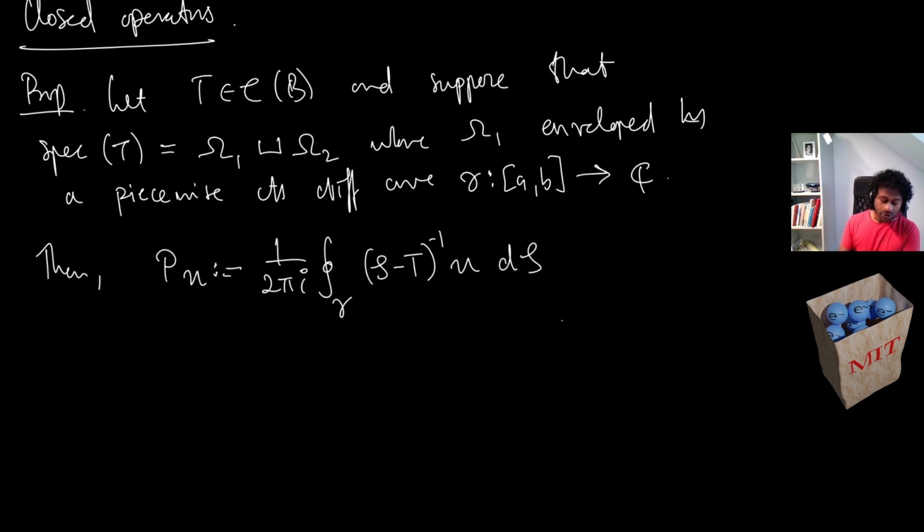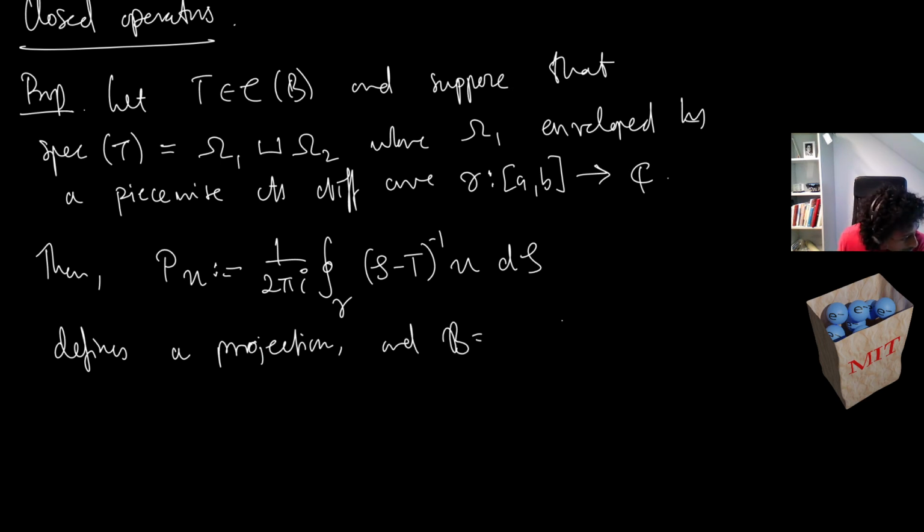So this is certainly a reasonable definition because the image of gamma here is now compact. So the resolvent is holomorphic and takes a finite value. This is a bounded map, but it's more than a bounded map. Then this defines a projection, and B is going to be split up into P of B plus 1 minus P of B, as we've seen before. Okay?